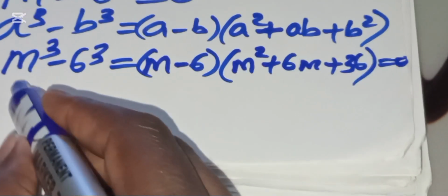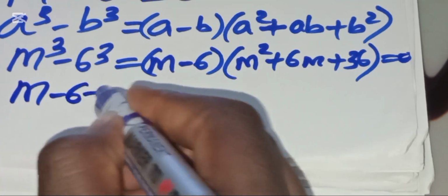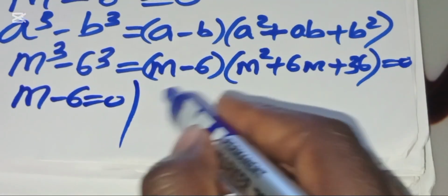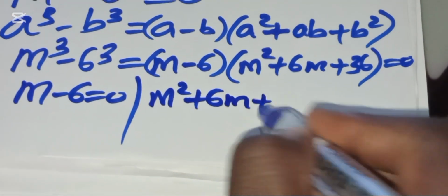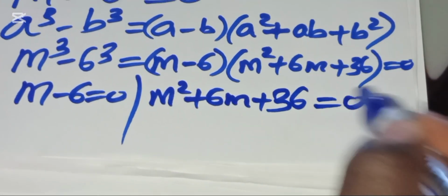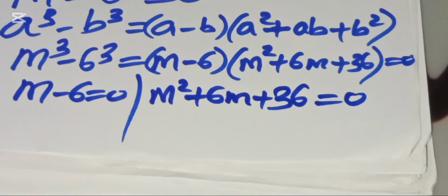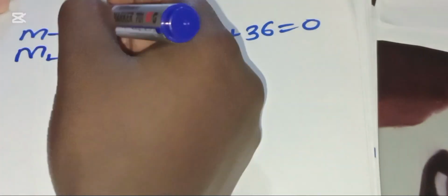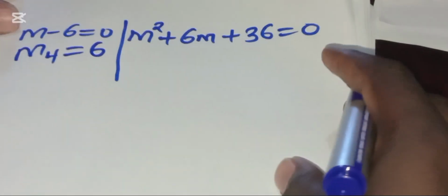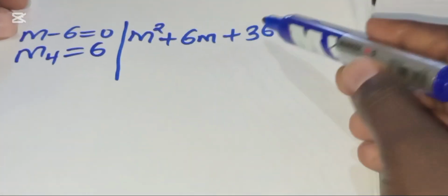Now we have two parts here. That is m minus 6, which is equal to 0, and the other part is m squared plus 6m plus 36, which is equal to 0. So let's solve these two parts quickly. The first part is m minus 6 equal to 0, and that means that m4, I can call this m4, is equal to 6. Okay, so let's solve for the other values of m.